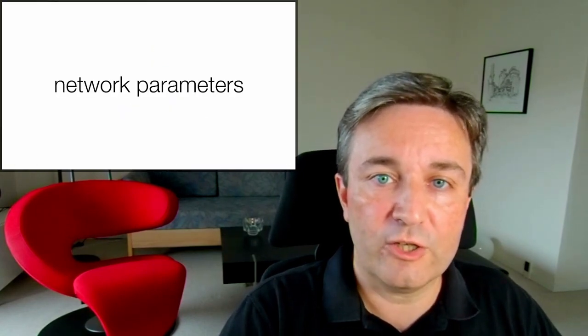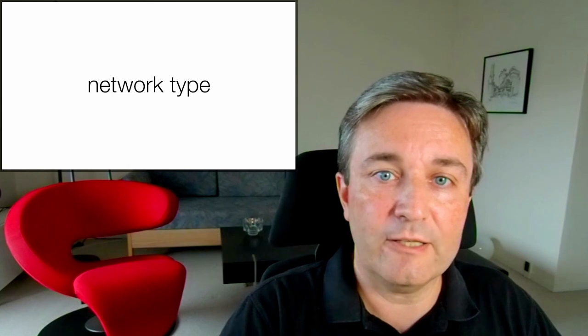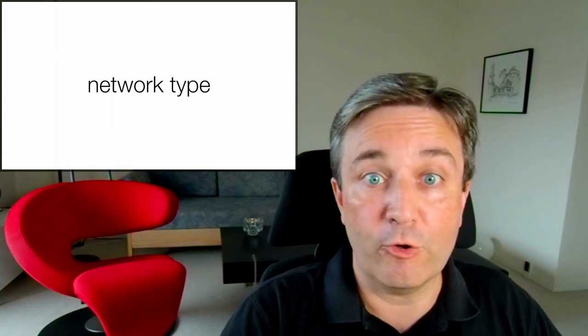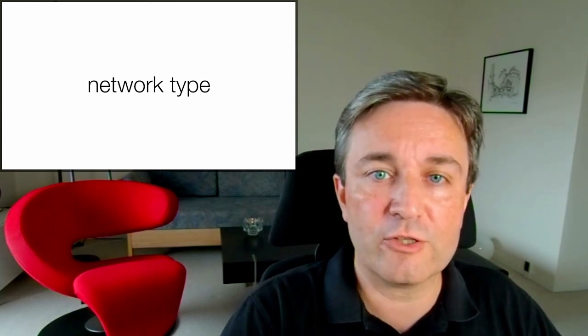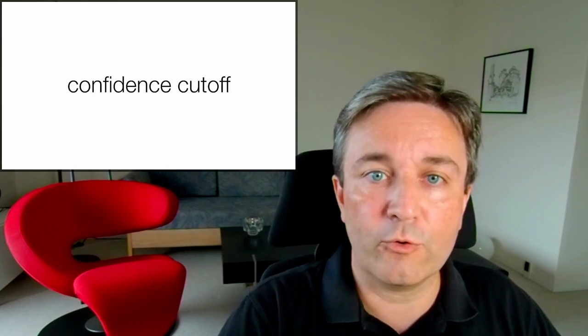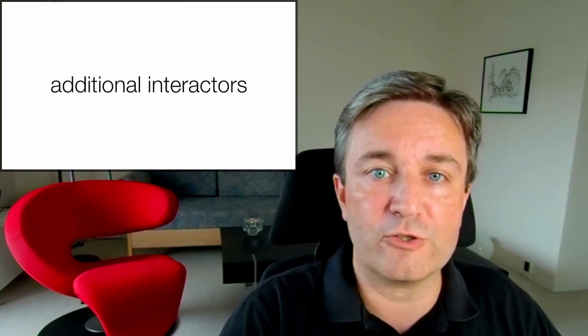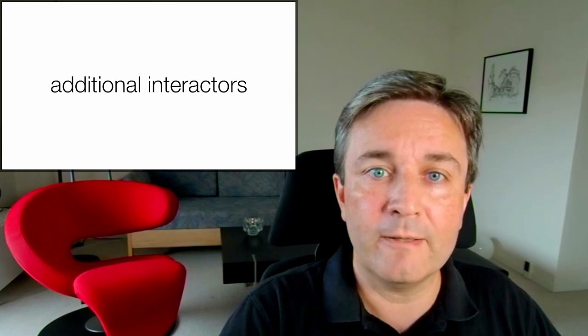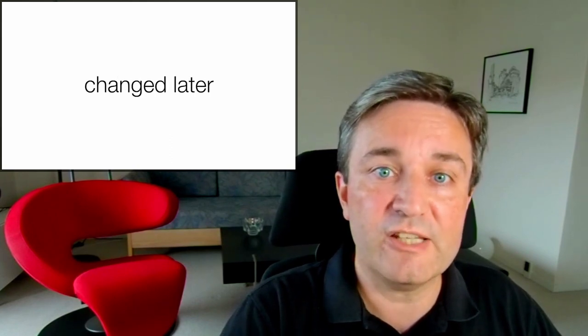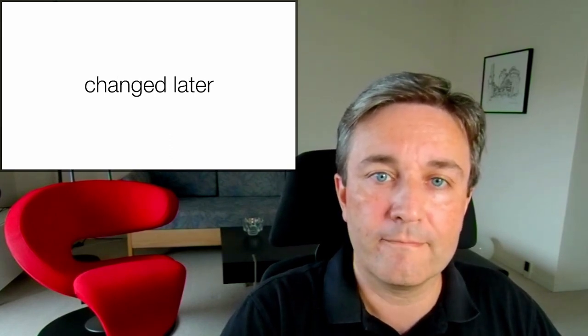When you search, you can adjust the network parameters. That is, you can choose the network type, functional associations or physical interactions, and set the confidence cutoff and the number of additional interactors to include in the network. However, all of these parameters can be changed later via the String app.